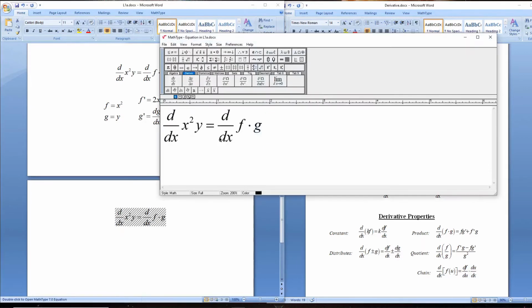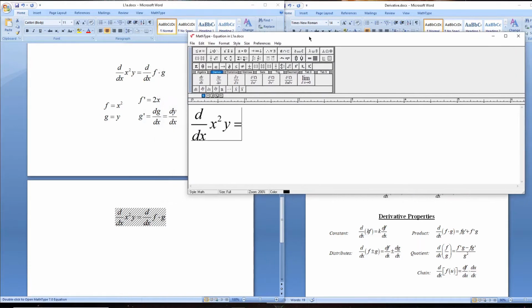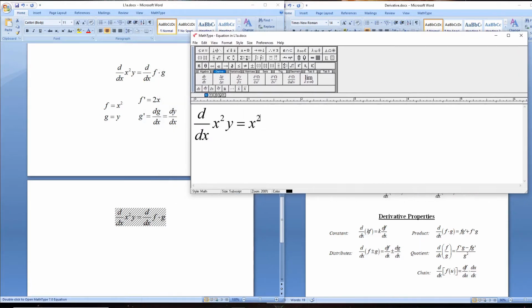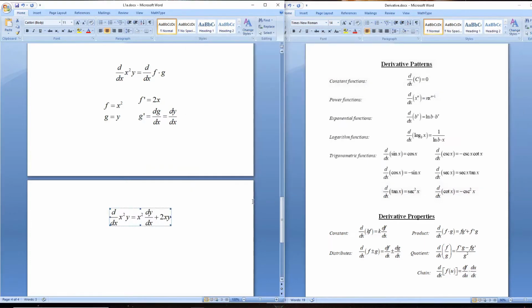So if we look at this then, and looking at the product rule, we're going to have f, which is x squared, and then times g prime. Now g prime is dy dx, the unknown derivative that we're trying to solve for. And continue on with product, then that's plus f prime, which is 2x, times g, which is just y. And there's our completed product rule.